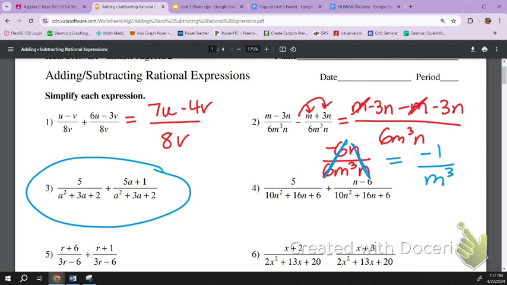Do you have a common denominator? What can you do? We are not doing all of them. Some of them are crazy. We're going to do 1, 2, 3, 5, 7, 9.